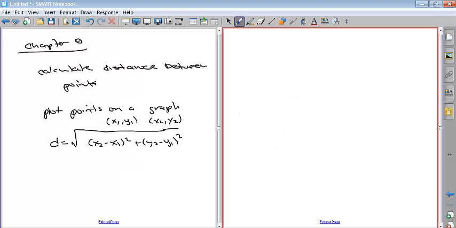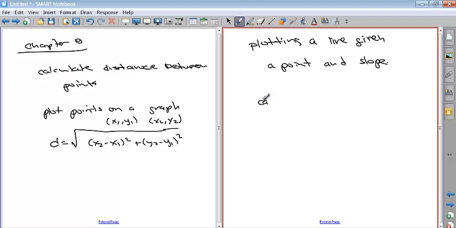And then the second section was plotting a line given a point and slope, and also calculating a slope given 2 points.